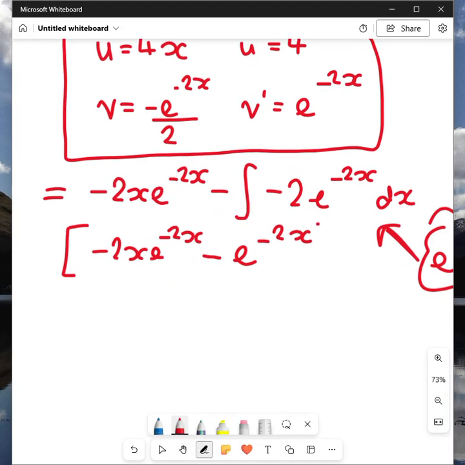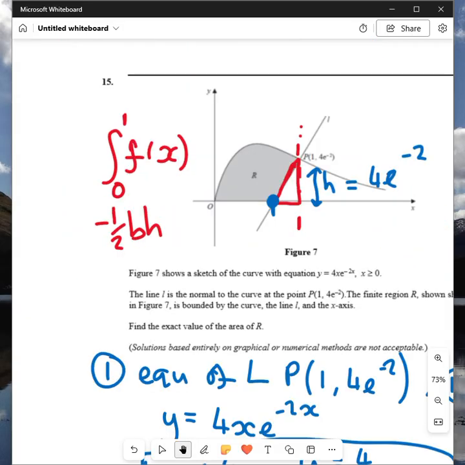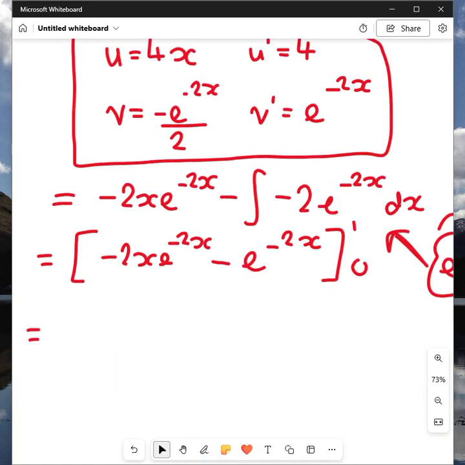And then we need to put our limits in. And our limits, if we go back up to the top, because I've forgotten what they are now. Our limits were 0 and 1, as you can see there. Okay, we're getting there. So now let's put our limits in. So that would get us minus 2 e. It would just be e to the minus 2.